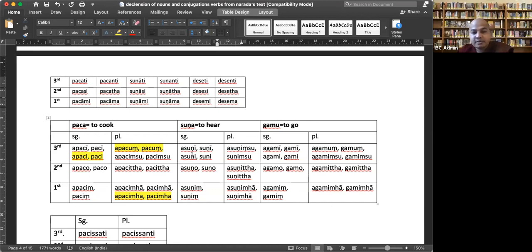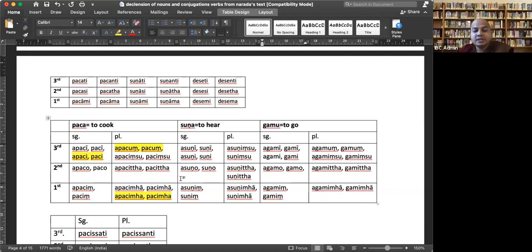Similarly, you have asuni, suni, asuningsu, suningsu, asuno, suno, asunitta, sunita, asuning, suning, asunimha, sunimha. And then you have agami, gami, agamung, gamung, agamingsu, gamingsu, agamo, gamu, agamitta, gamitta, agaming, gaming, agamimha, gamimha.